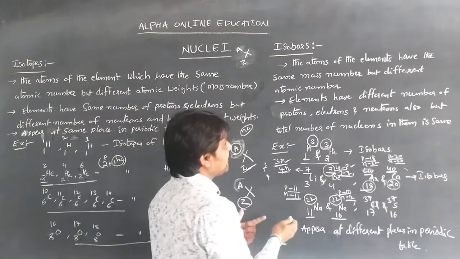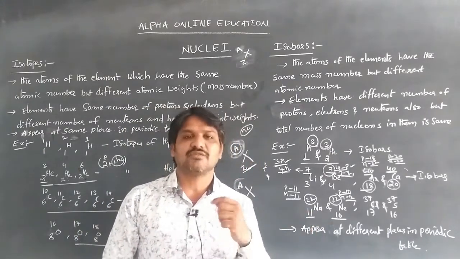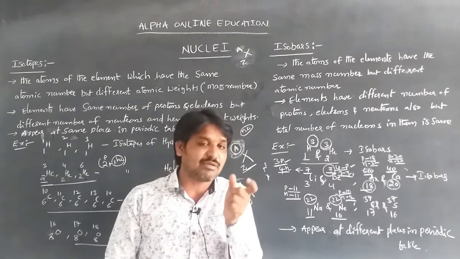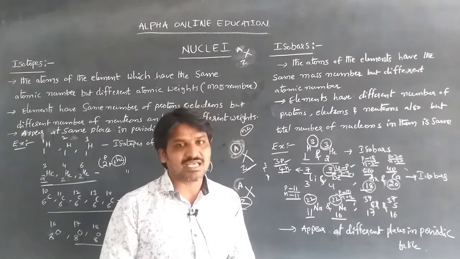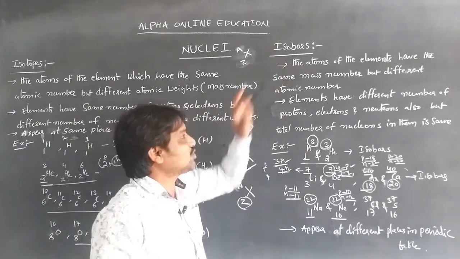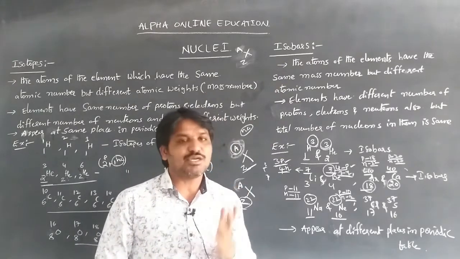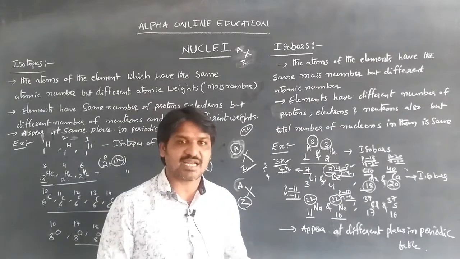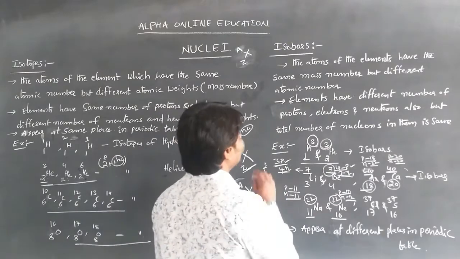So this type of elements have different protons, different neutrons and different electrons, even though the number of nucleons present inside the nuclei, that is the mass number, is the same. These are considered as isobars. These different isobars can appear in the periodic table at different places. So that is about isobars.